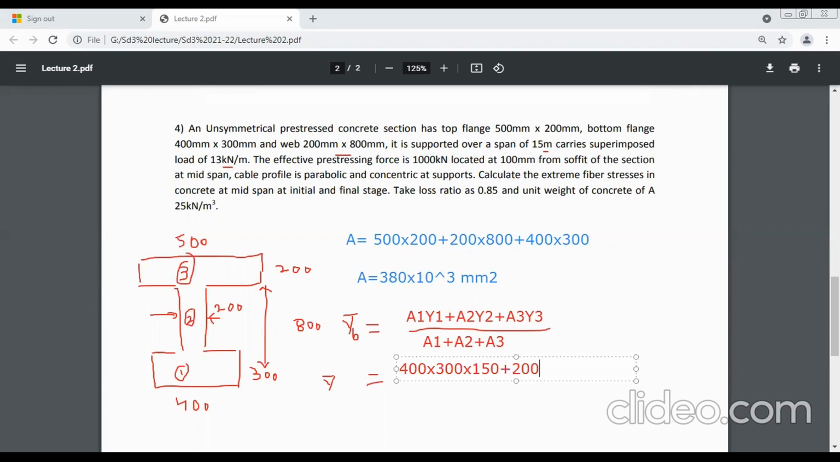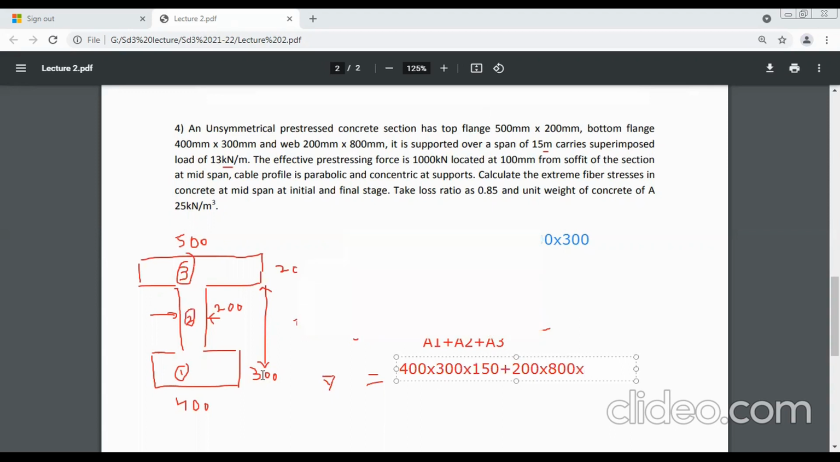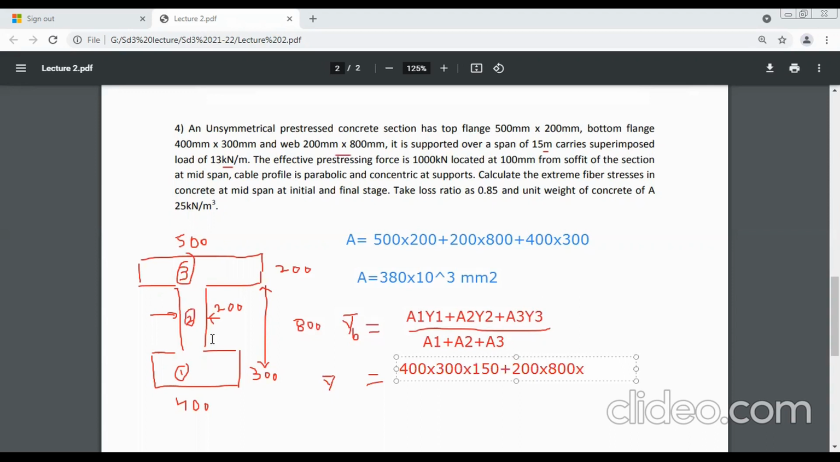Then plus the web, 200 into 800 into y2. How much is y2, students? Anybody know? Y2 is 300 plus 800 divided by 2, that is 400, so it is 700 mm. Am I correct?